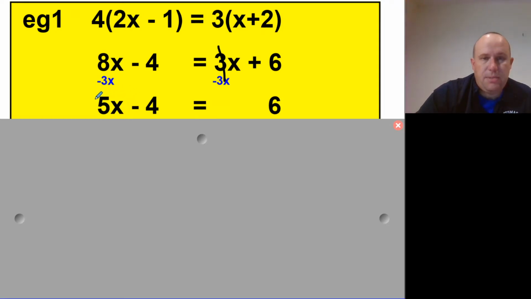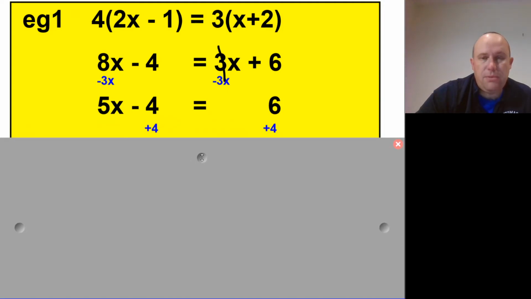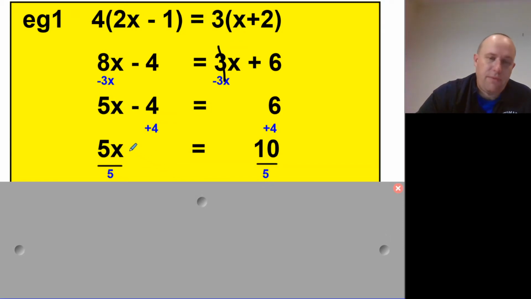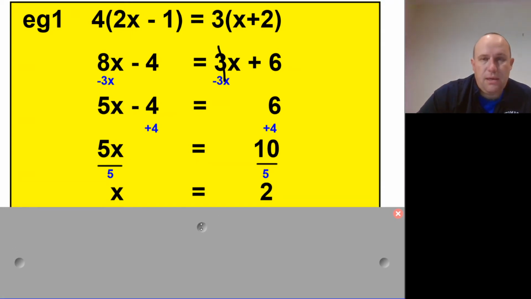Once I've got my x's by themselves, I want to move things away from the x. So this negative 4, move it to the other side by doing the opposite, which is to add 4, giving us 5x equals 10. And then that last step, of course, divide by 5, divide by whatever the number of x's is. Times by 5, the opposite's divide, gives us an answer of x equals 2. Once again, lining up the equal signs, trying to go down the page, trying to write down my opposites at each step, but very similar to what we did in that previous lesson.